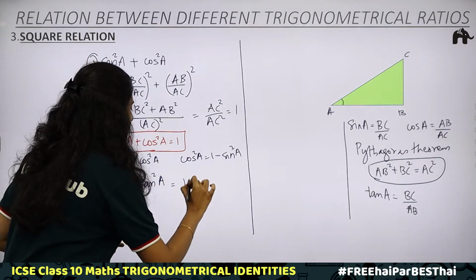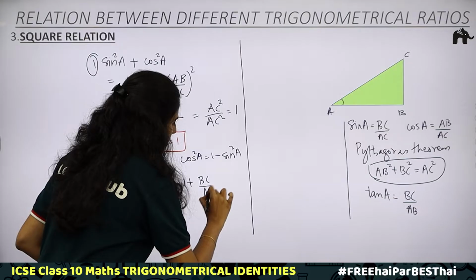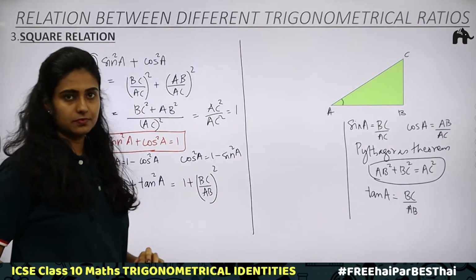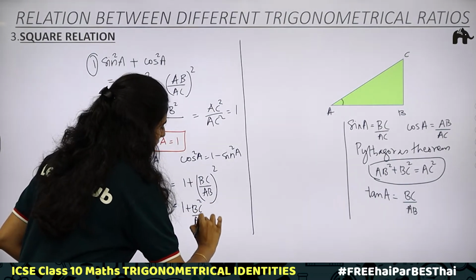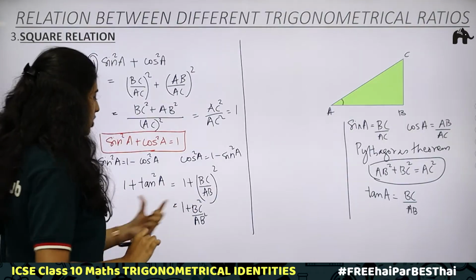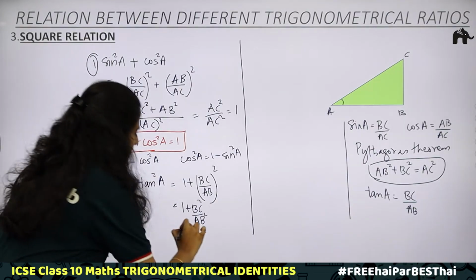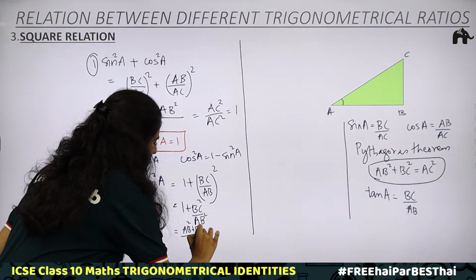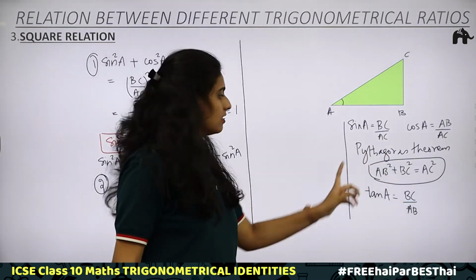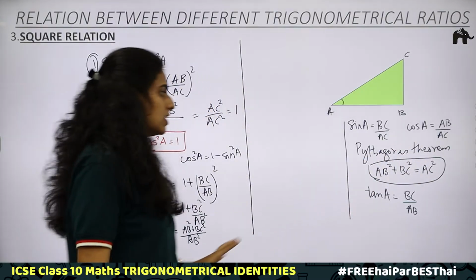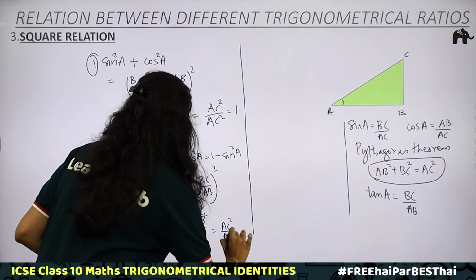1 plus tan square A, where tan A is equal to BC by AB, so BC by AB whole square. Okay. That is 1 plus BC square by AB square. Now the denominator will be having AB square. Cross multiplying, we get AB square plus BC square. What is AB square plus BC square? Again Pythagoras theorem. Base and altitude square when taken and added, we will be getting AC square, which is hypotenuse square. We get AC square divided by AB square.